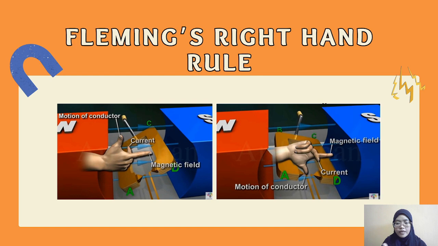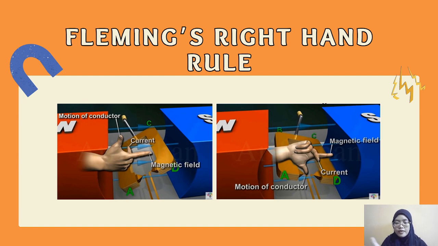So, look at the picture of Fleming's rule on the left. It shows the direction of motion of the conductor is up. If up, we need to stretch the first finger, second finger, and thumb of our hand so that they are perpendicular to each other. The direction of the magnetic field is represented by the first finger. This is the magnetic field, and the direction of the current is represented by the second finger, and the current will flow to the left. Then the thumb represents the direction of the force experienced by the current-carrying conductor. So this is the motion of the conductor is up.